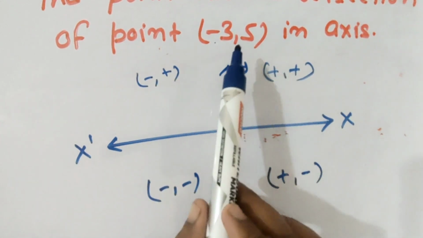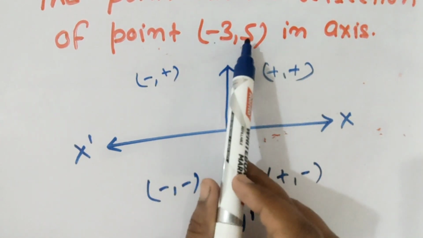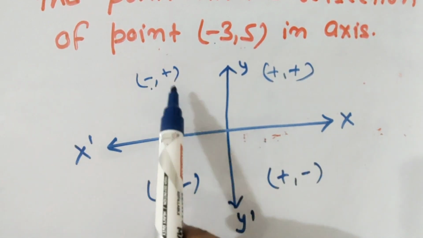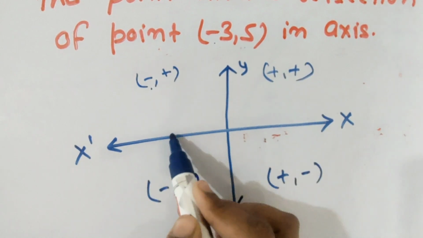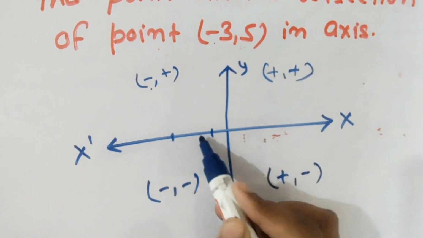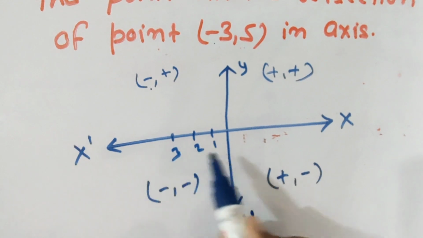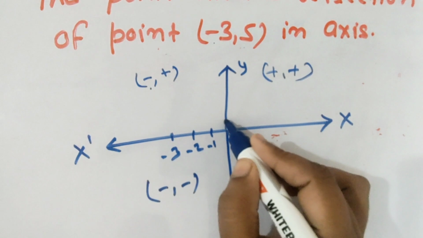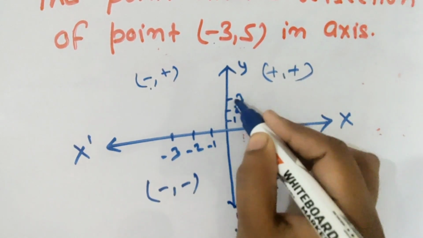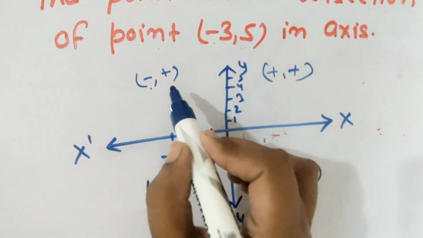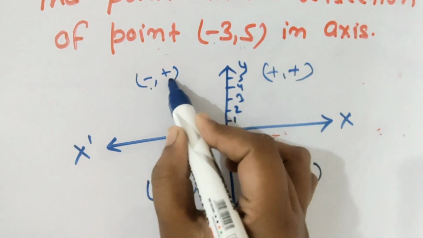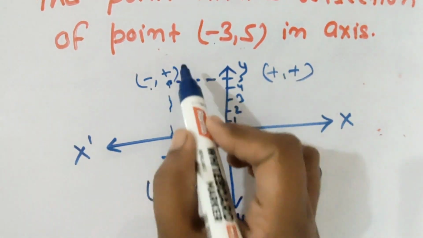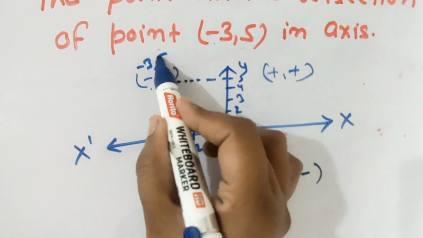Then, to plot the point, first you mark the point negative 3, 5, which means the x coordinate is negative and the y coordinate is positive. Think of the x coordinate: here 0, then 1, 2, 3, and negative 1, negative 2, negative 3. The y coordinate is 5, so you count 1, 2, 3, 4, 5. The point must come 5 units this side and 3 units this side. The x coordinate is negative 3 and the y coordinate is positive 5.